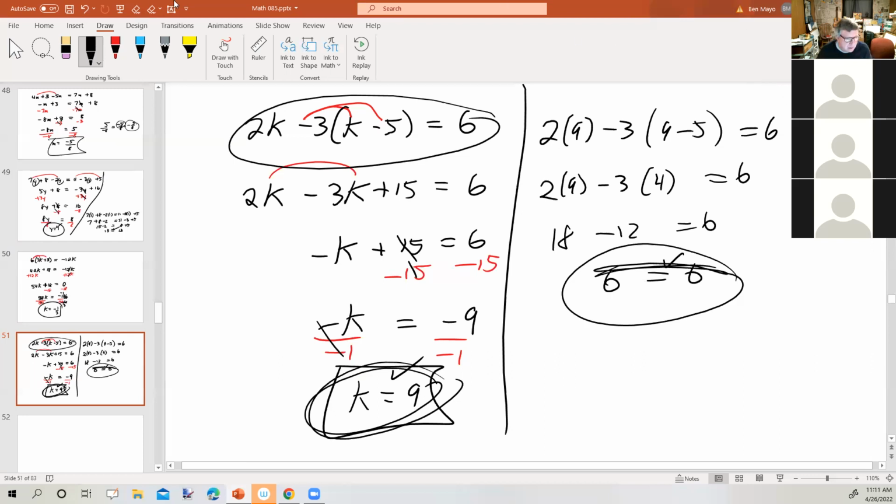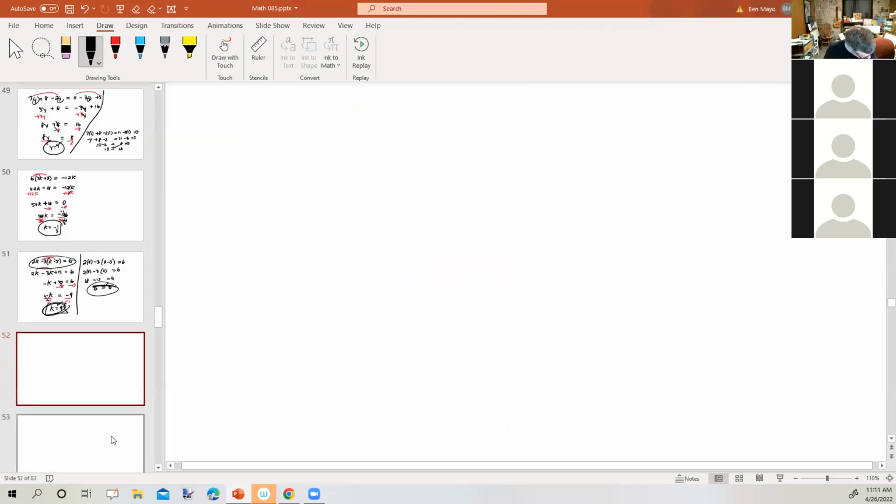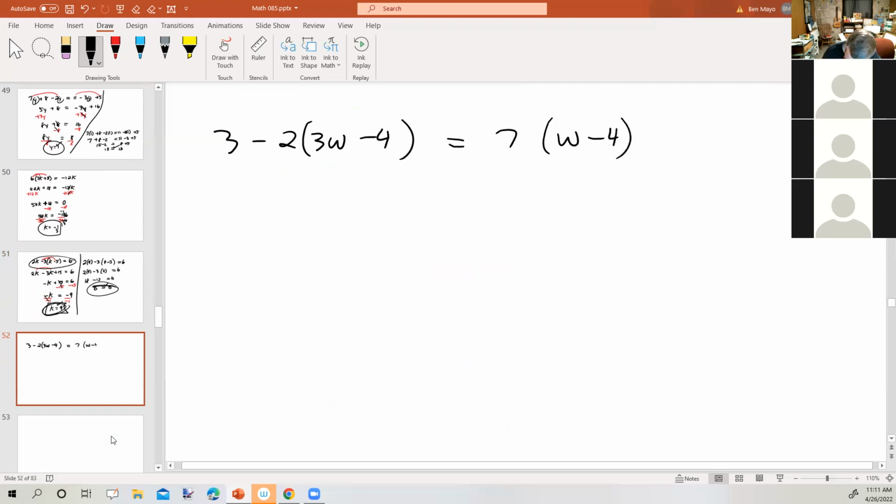Okay, let's see here. How about this one? 3 minus 2 times the quantity 3W minus 4 equals 7 times the quantity W minus 4. Put that a little bit closer.